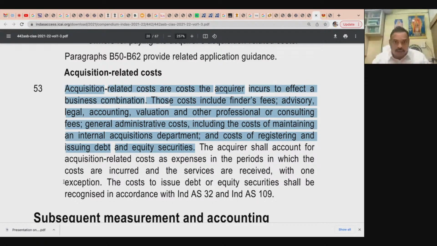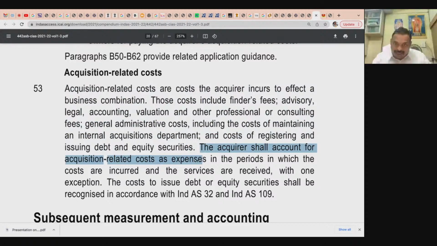You will actually charge it to revenue. So the acquirer shall account for the acquisition related cost as expenses in the period it is incurred. That's all, matter over.